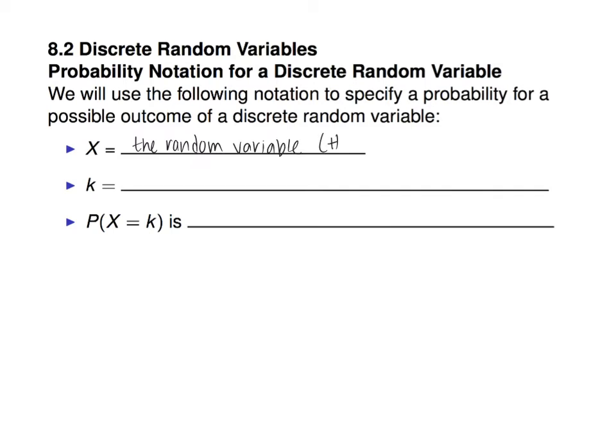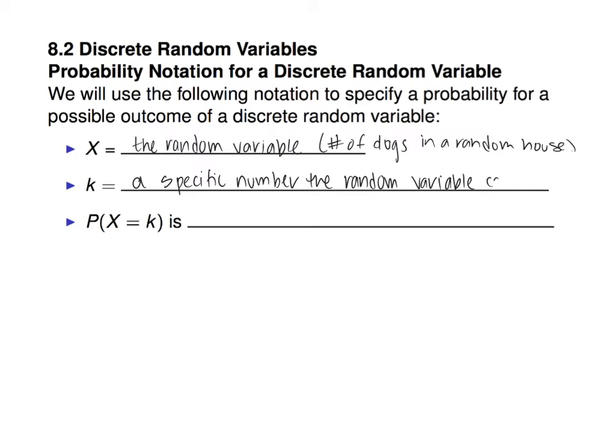I.e., for example, number of dogs in a random house. We are assuming here that we're looking at discrete stuff. K, this is a specific number the random variable can take on.